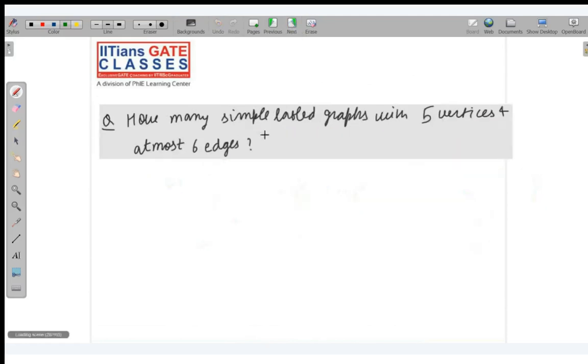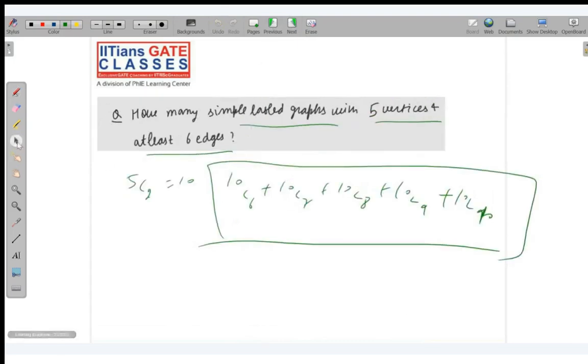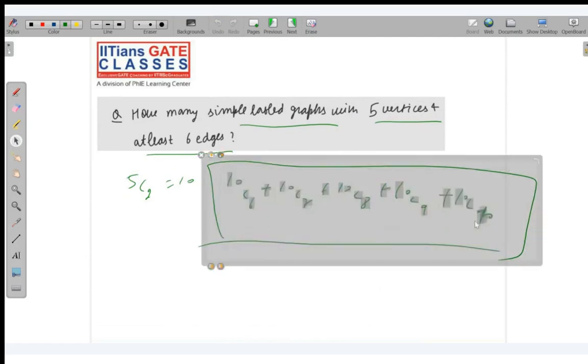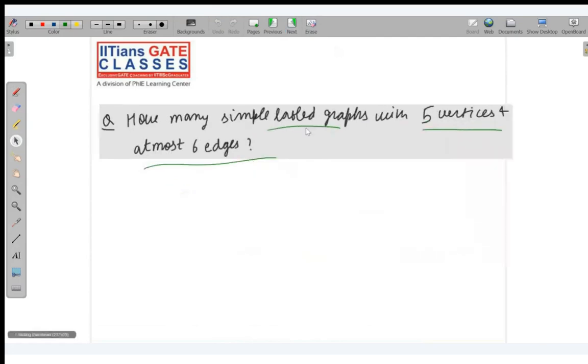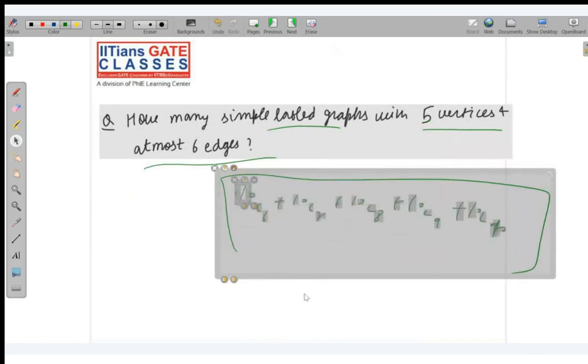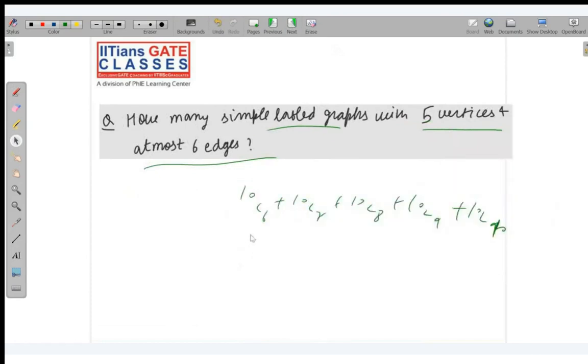Okay, so next is how many simple labeled graphs with 5 vertices and at most 6 edges. At most 6 edges means you will start from here. Let me copy it just to save time. So what I will say here is 10C0, 10C1, 10C2, 10C3, 10C4 plus 10C5 plus 10C6. And why do we have 10? Because 5C2 is 10.